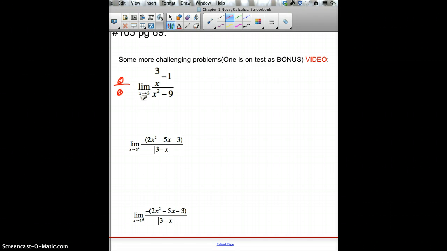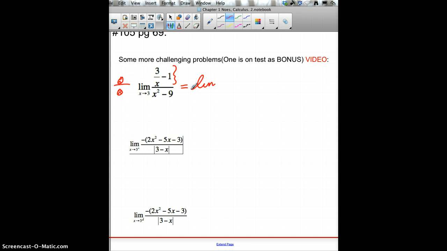This one's got a complex fraction, so what we're going to do is clean up that numerator first. And again, the whole point of doing this is to simplify it in hopes of some canceling, in hopes of being able to put the 3 in and still have it not be 0 over 0.